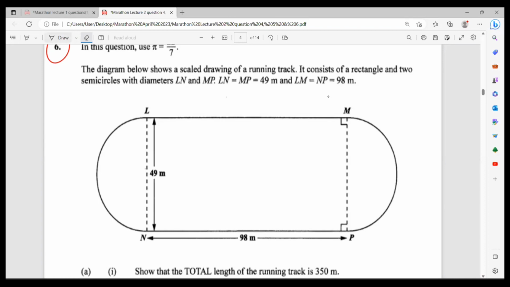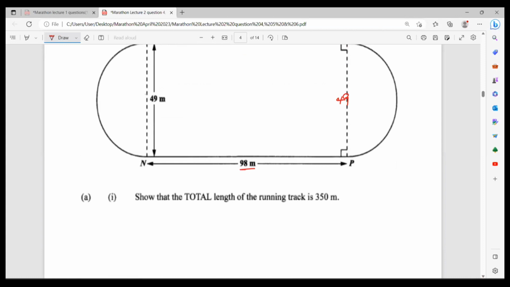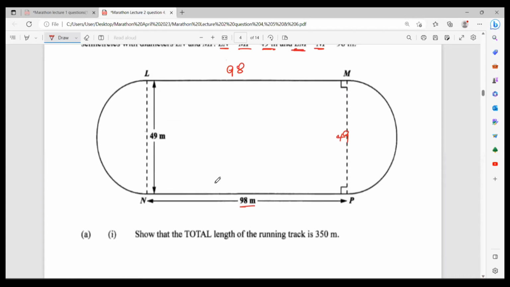All right, and they're telling you about everything. They said LN is equal to MP, so we're seeing that. This is 49, so that means this is 49 as well. LM and NP is 98, so you're seeing 98. That means this is 98 as well. All right, so you read again. First question says, show that the total length of the running track is this.